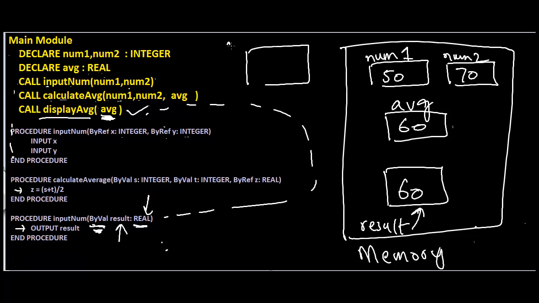So if this is our output window, the value held by this variable result is going to be output. So this is the value that's going to be output, and this is what we're going to see on the screen. If you've observed what this small program is doing, it's basically calculating the average, right? It's just taking two numbers as input, then it's calculating the average, and it's finally showing the result, right? So I hope you understand how things work when parameters are passed by value or by reference.